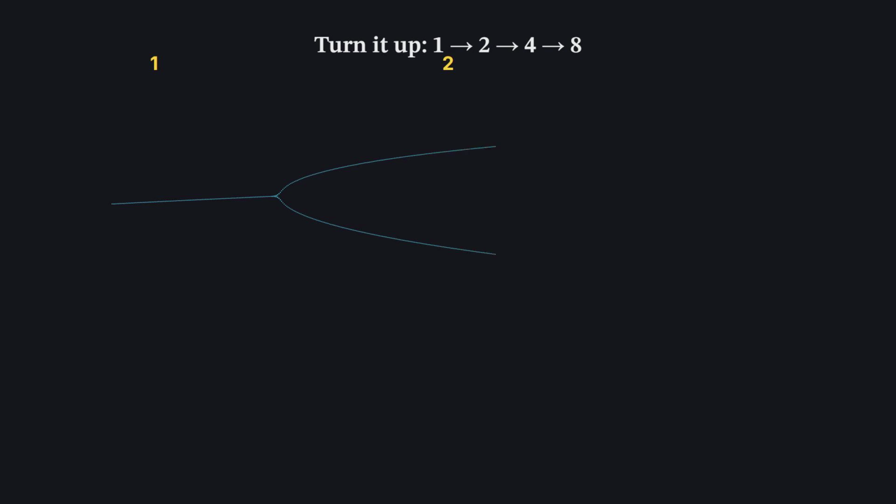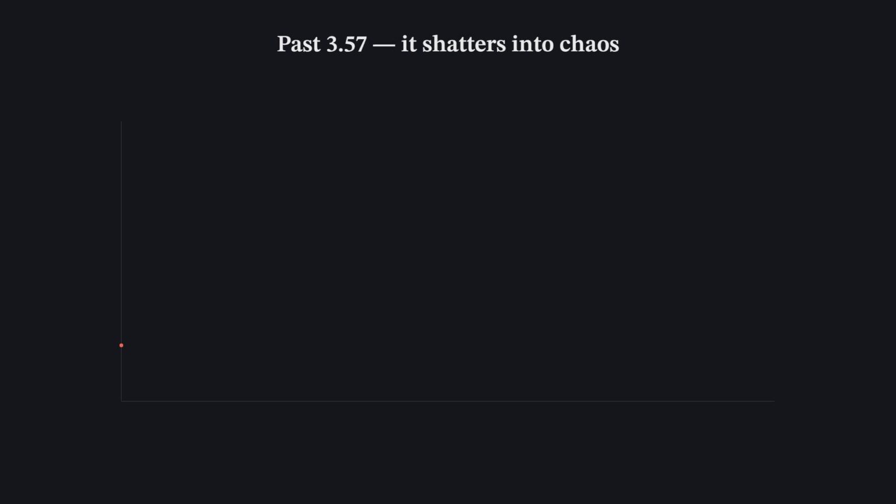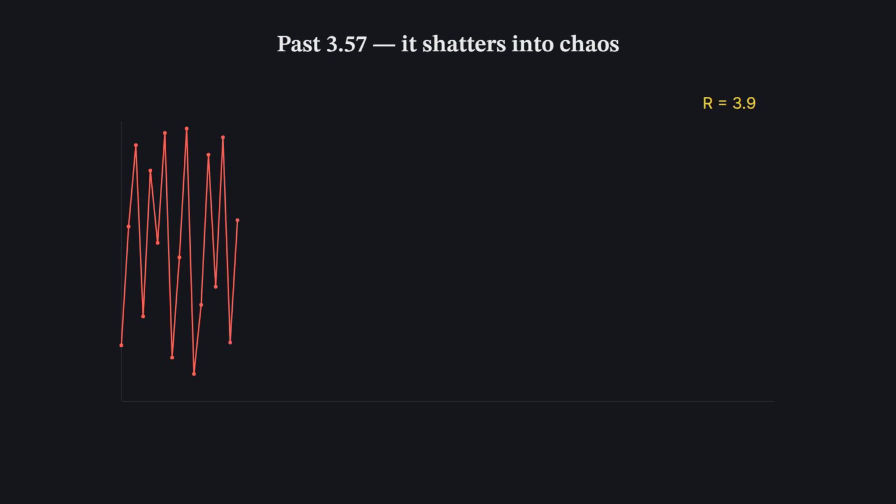Turn the dial a little more and each of those splits again. Now a cycle of 4 different values, then 8, then 16. These splittings, called period doubling, come faster and faster, crowding together as the growth rate climbs, racing towards something. And then, at a growth rate of about 3.57, the doublings pile up infinitely and the whole thing breaks.